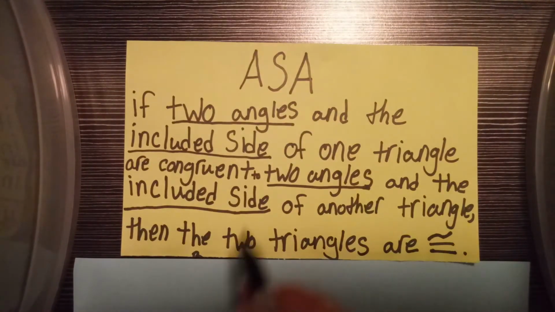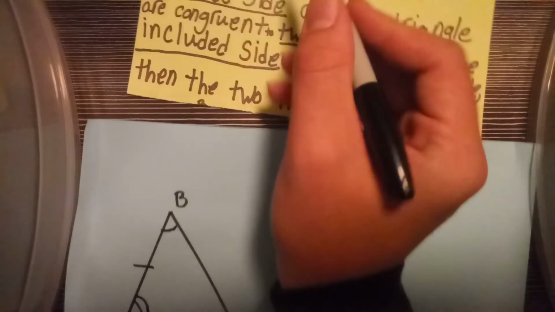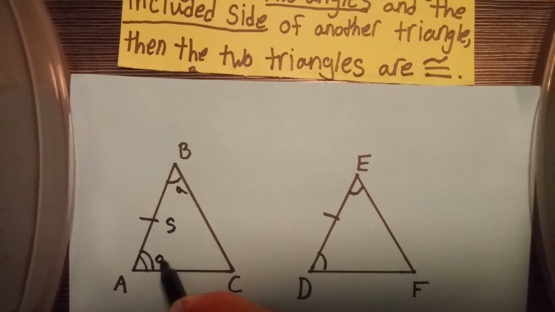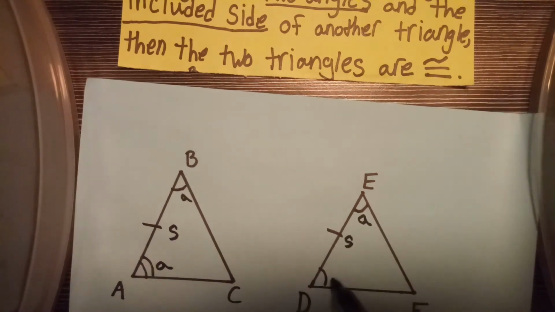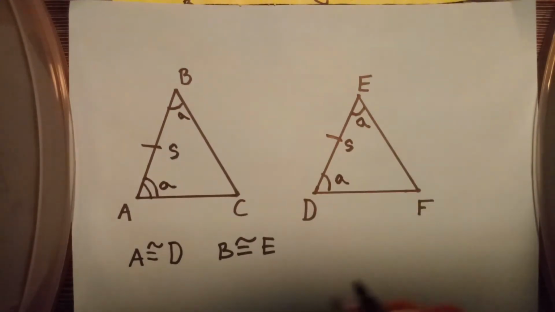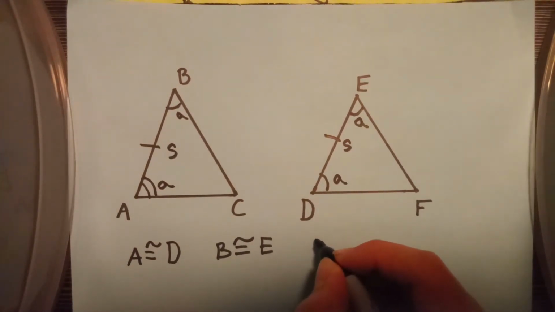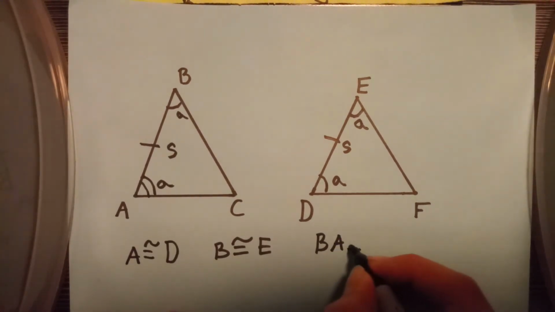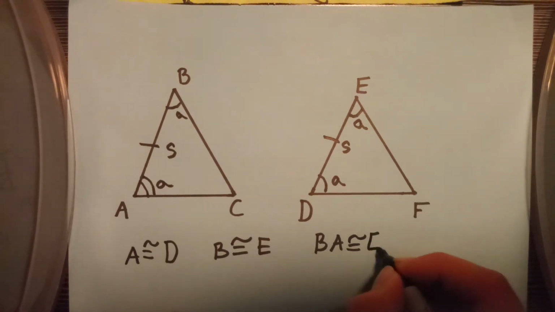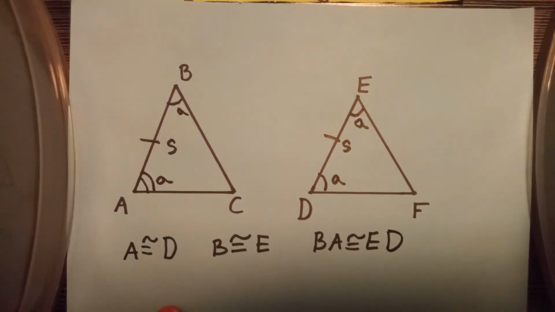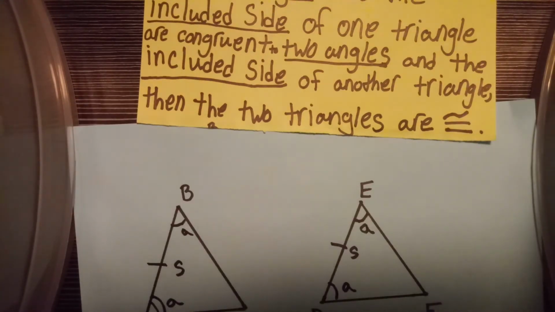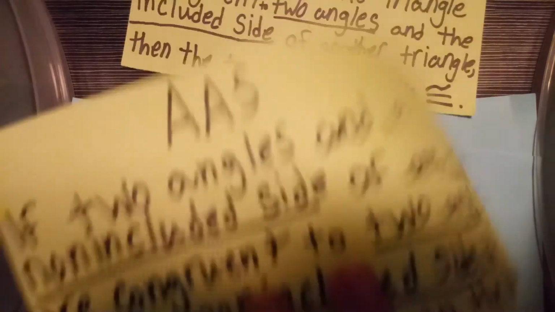because it's saying angle, side, angle. And you would write that as BA is congruent to ED. And that would be ASA, and this would be AAS.